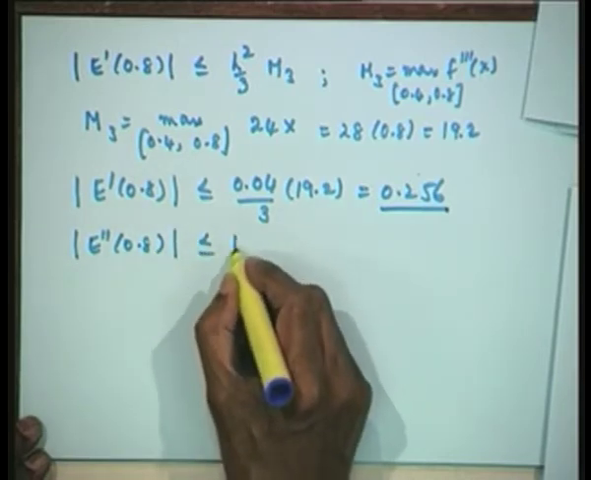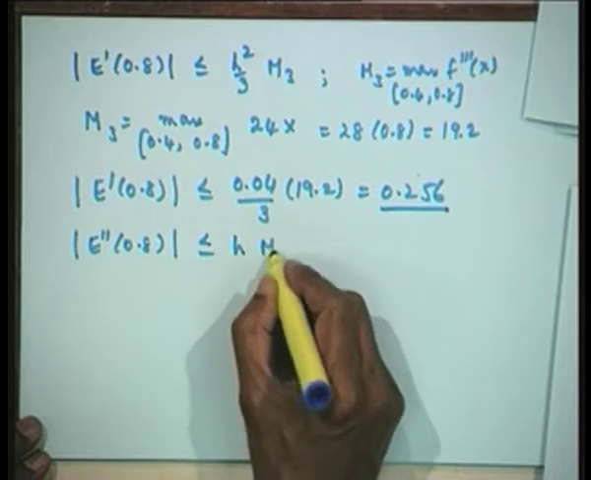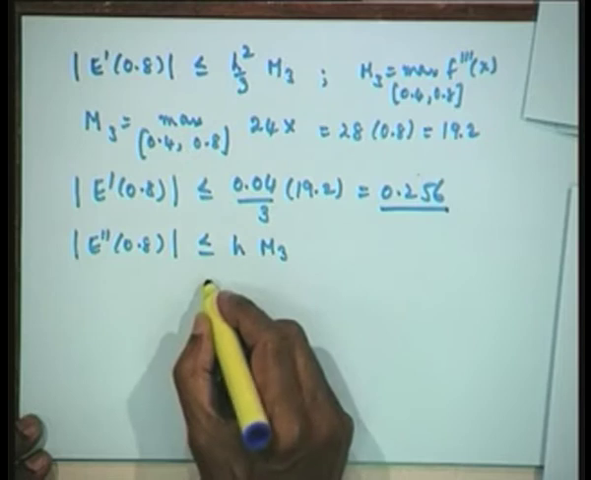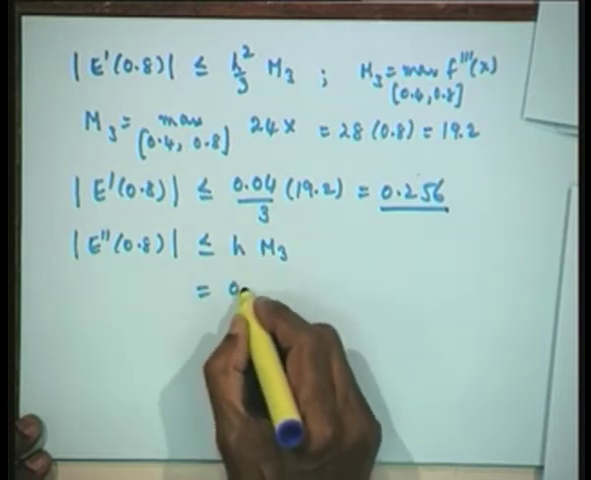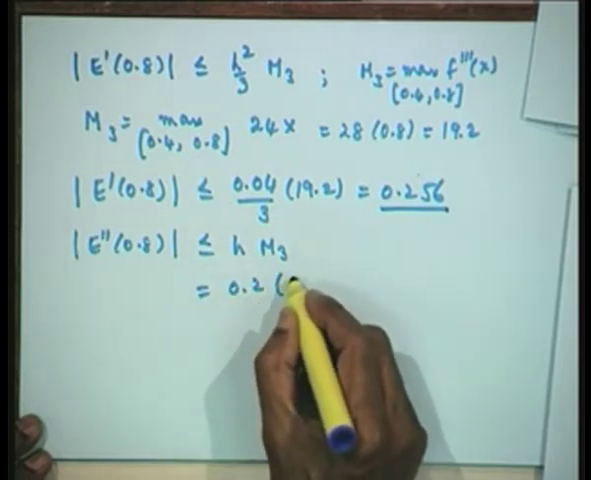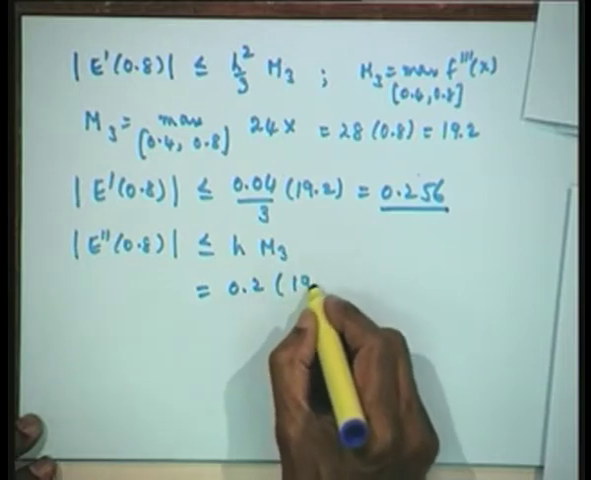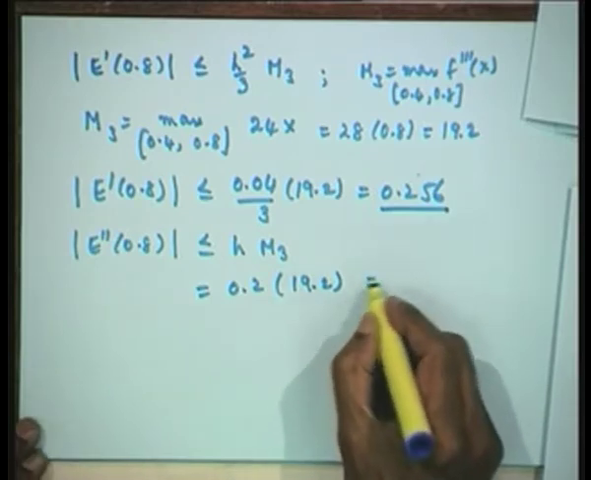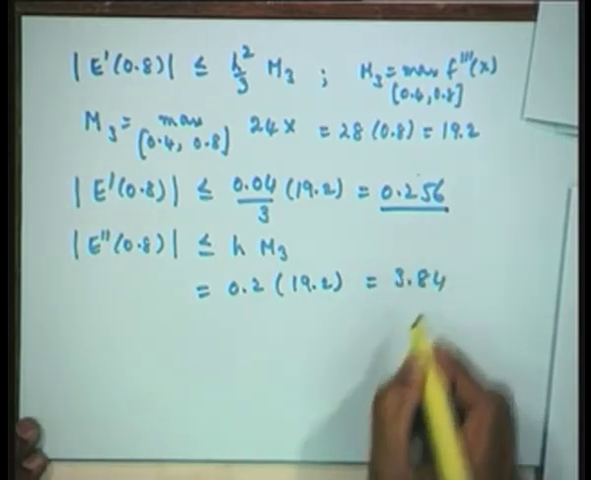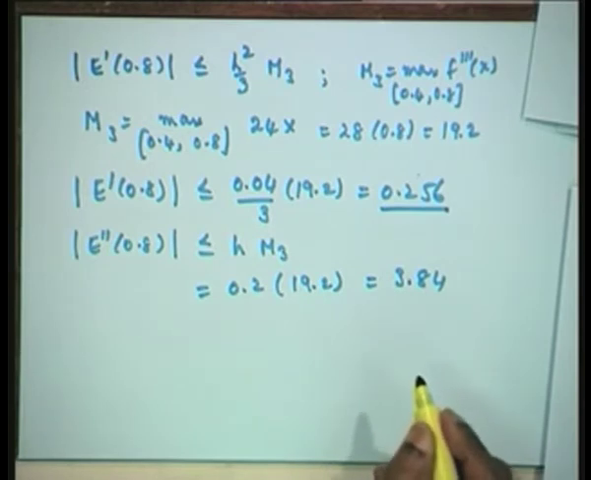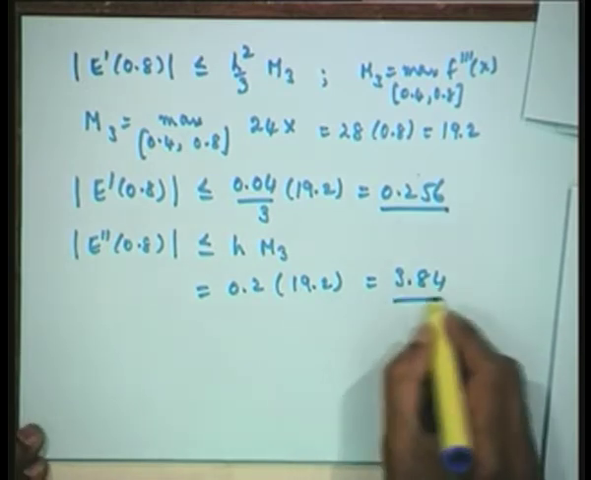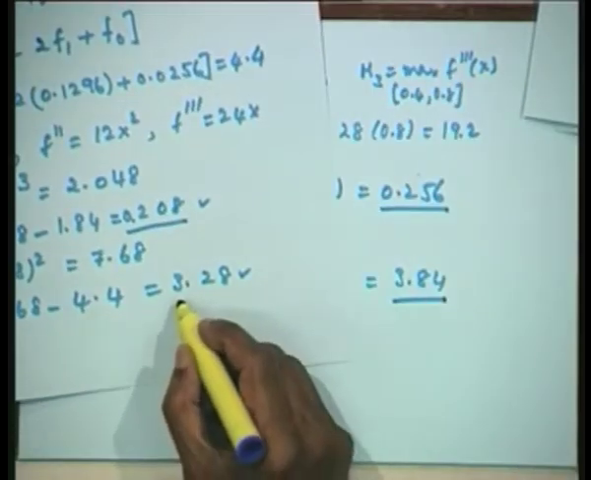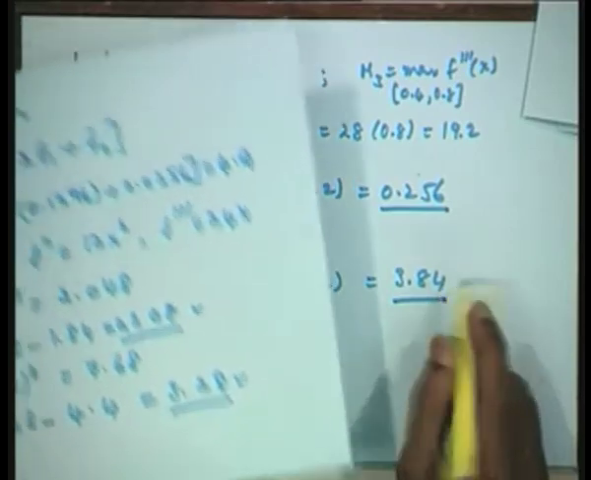The error is less than or equal to h into M3, and this is equal to 0.2 into 19.2, so this gives us 3.84. Now, this is the error that is predicted, and the actual error is 3.28. So, again the actual error is less than the predicted error.